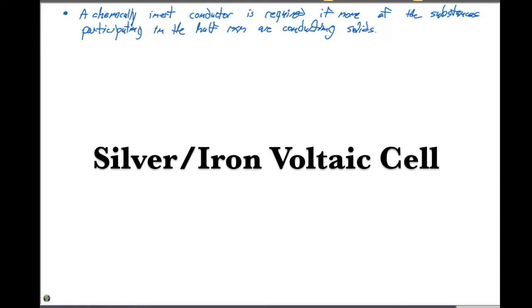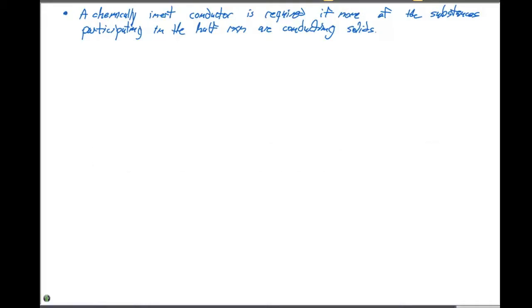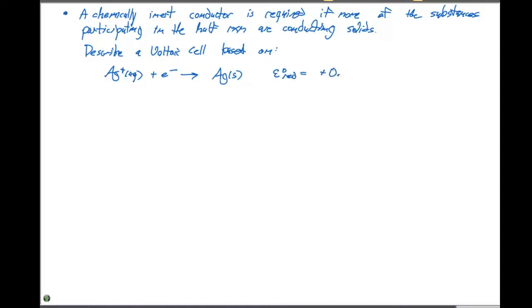So the next example we're going to do is describe our voltaic cell based on these two reactions. We're going to use silver again, where we have silver plus ions in solution plus an electron giving us silver solid. Our reduction potential for this particular reaction is 0.80 volts.